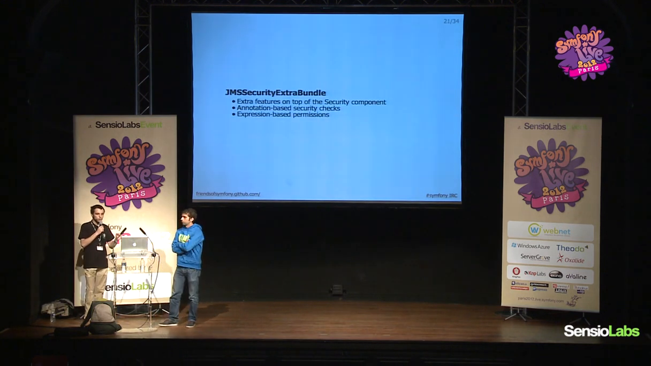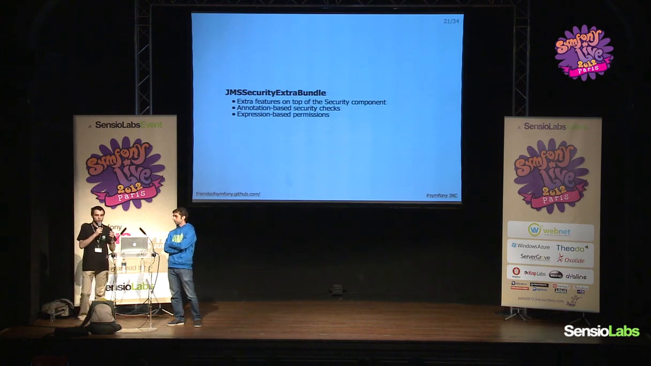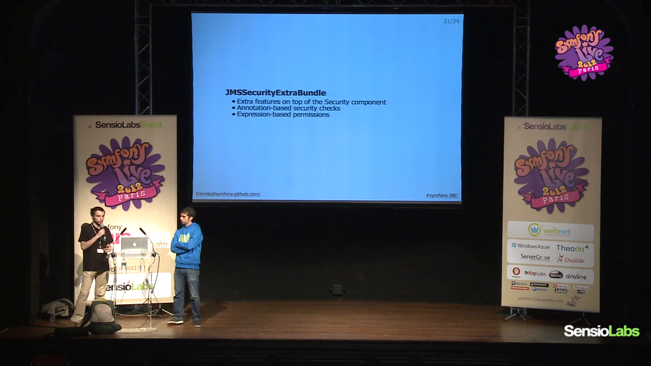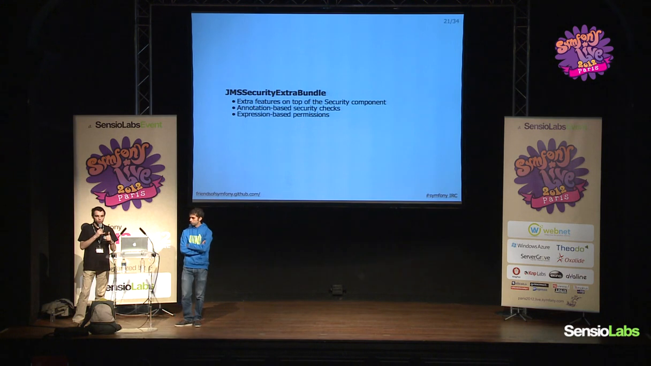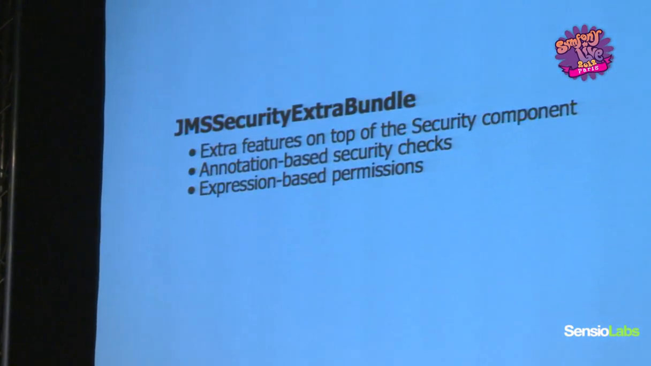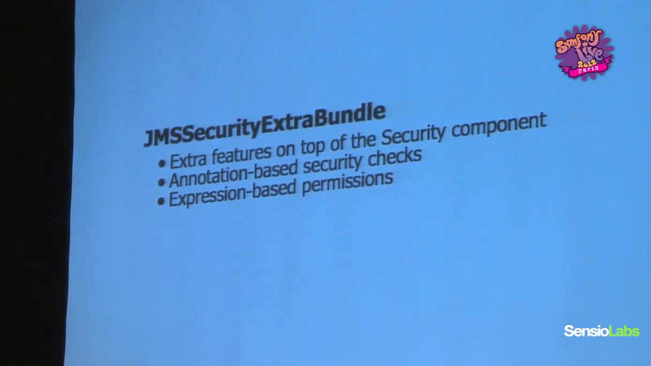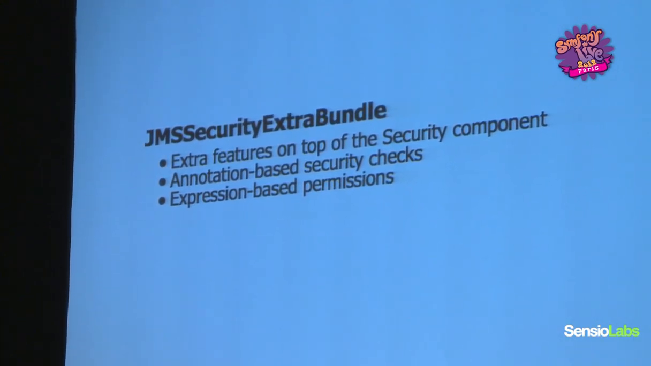Yes, so another bundle, and most of you probably already have it in your project because it's part of the standard edition, is the JMSSecurityExtraBundle, which adds a few features on top of the security bundle and the security components. It's mostly annotation-based security checks. So instead of getting the security context in your controller, doing some checks and throwing the exception in the controller, you can simply add an annotation on the method and it will check it. And it even works for ACL checks.